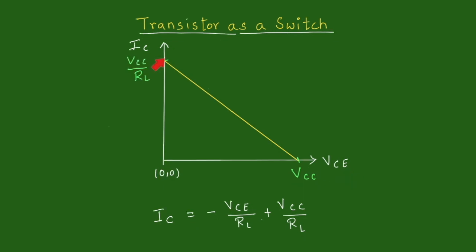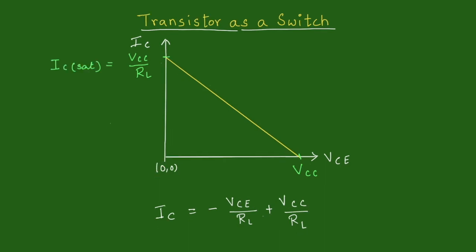The y-intercept of our DC load line should be equal to VCC by RL. That should be then the maximum collector current that will flow in our circuit, and that is the collector current when VCE is equal to 0. This collector current value is then called IC saturation.